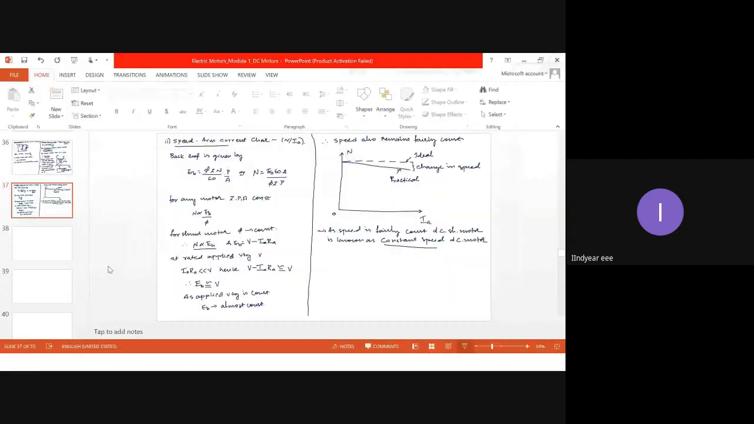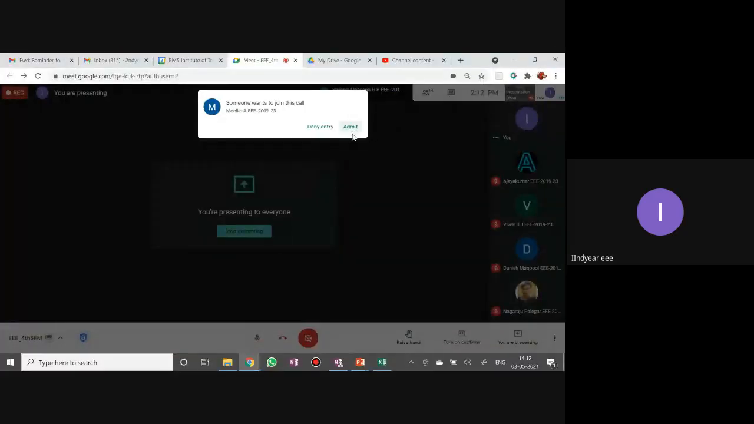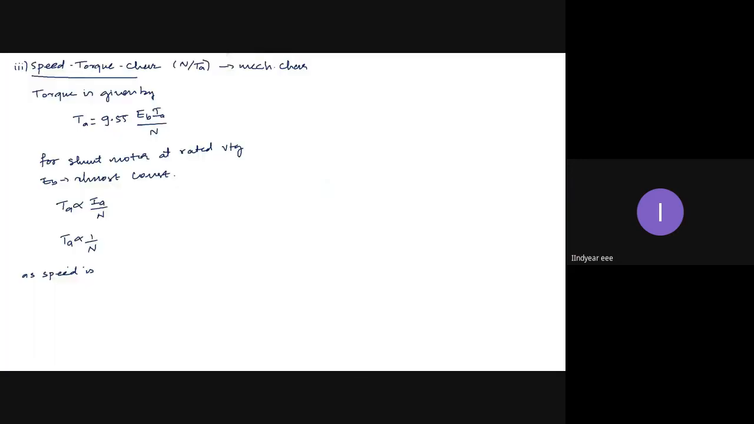First we'll see what happens when speed decreases. As the speed decreases, torque increases, because when I go on loading the motor, speed is decreasing and torque requirement is increasing. So as speed decreases, torque increases, or as speed increases, torque decreases, and vice versa.